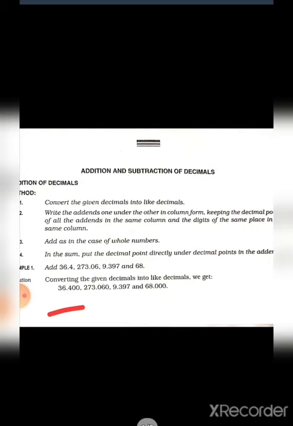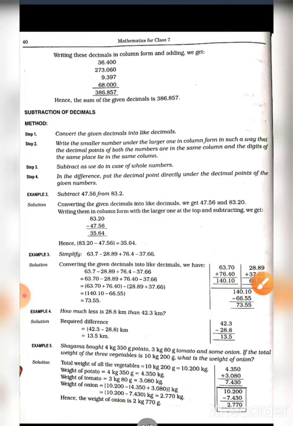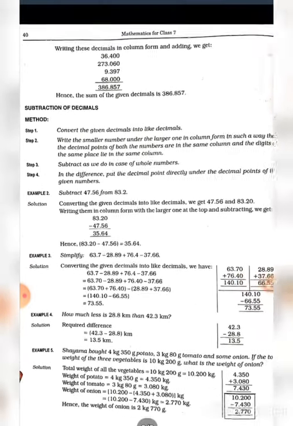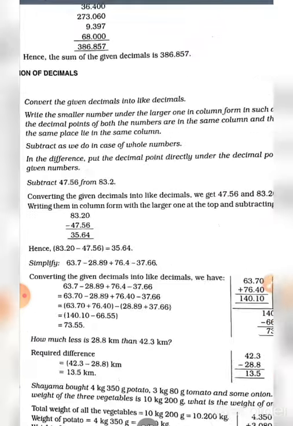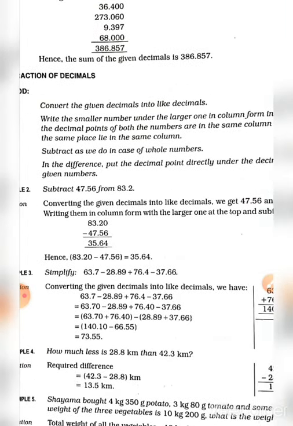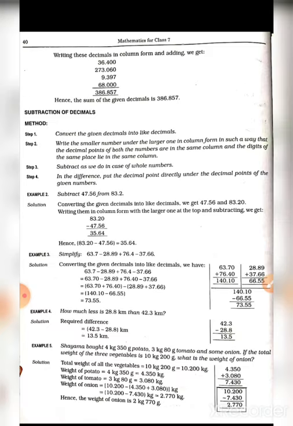Like it has been done here: 36.400, 273.060, 9.397. It has not been altered as it has 3 digits already, and in the last one, just zeros have been added, okay? Let's see the next slide. In this slide, we have put the same place digits in the same column. The decimal is put under the decimal column, and it has been added. It is a very simple addition rule you have to follow, and the answer will be gotten. If there is a carry, you take the carry.